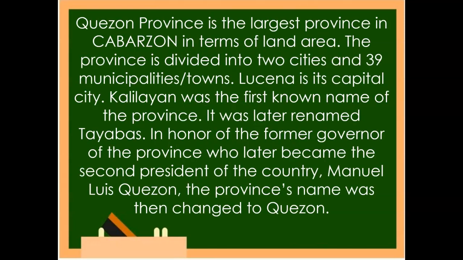I have here an example of informational text. Let me read the paragraph. Quezon Province is the largest province in Calabarzon in terms of land area. The province is divided into 2 cities and 39 municipalities or towns. Lucena is its capital city. Calilayan was the first known name of the province. It was later renamed Tayabas in honor of the former governor of the province who later became the second president of the country, Manuel Luis Quezon. The province name was then changed to Quezon.